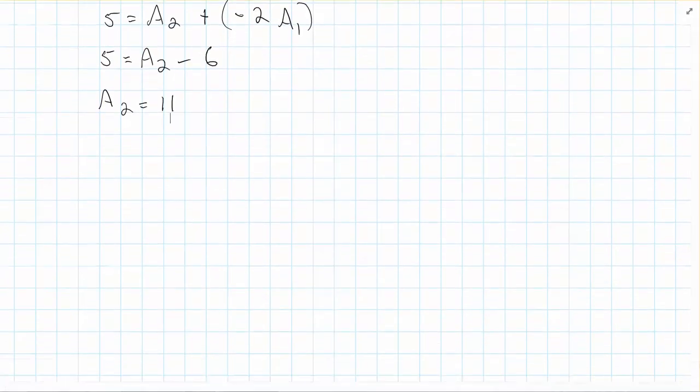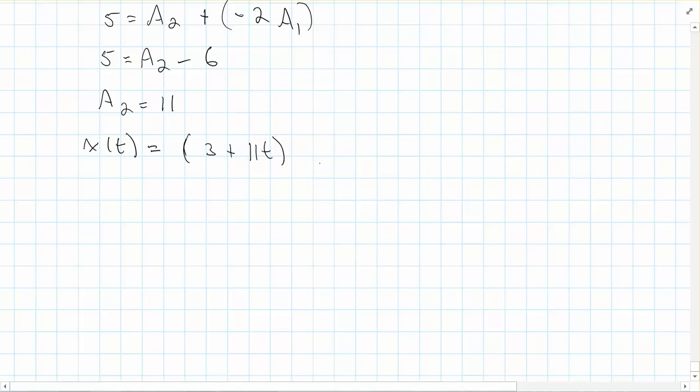Now we can write our final answer down. X at t is equal to, sorry, just spaced again, 3 plus 11t, e to the negative 2t.